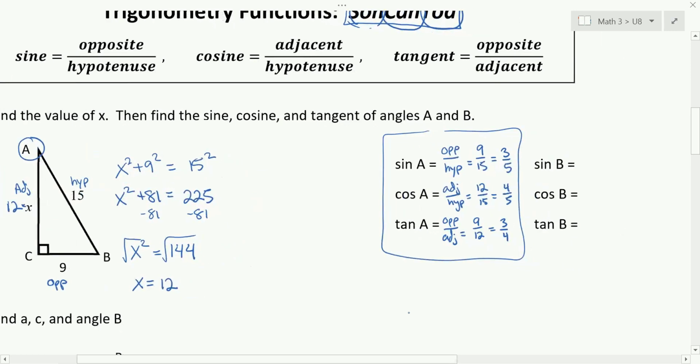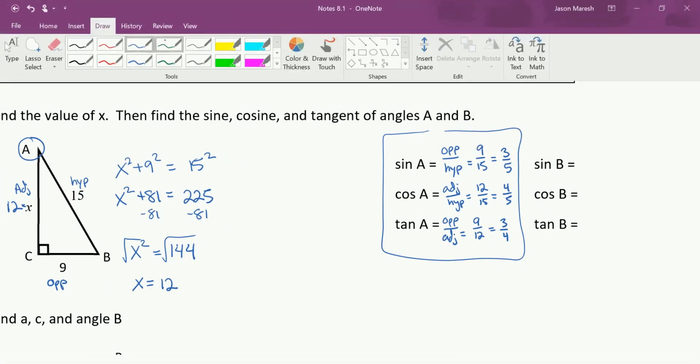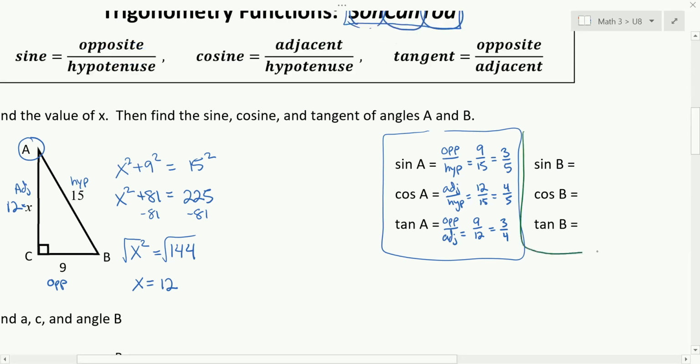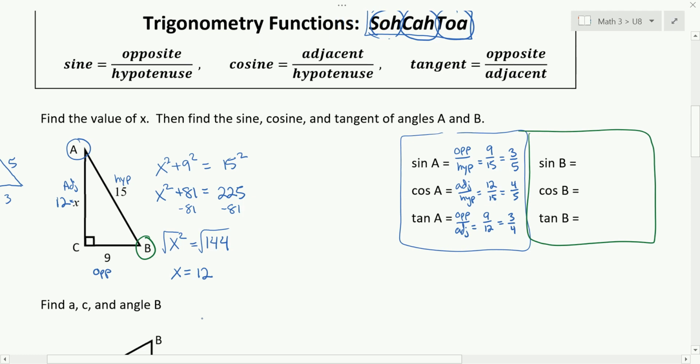Okay. Now, the next set, our reference angle changes. Now we're going to make B our reference angle. And if B is our reference angle, then what's going to be the opposite side? 12. So 12 is no longer the adjacent, now it's the opposite side. And the opposite side becomes the adjacent side. The hypotenuse always stays the hypotenuse, but the opposite and adjacent change depending on your reference angle.